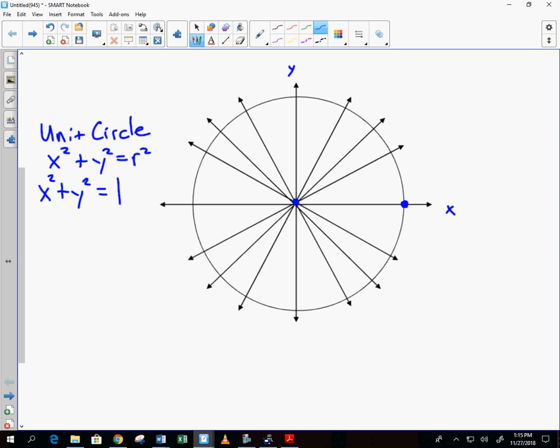We'll try again. It's the unit circle. The radius is 1. So how far is it from here to here? 1 unit, okay? So what's the x value? 1. What is the y value? 0. Can everybody convince themselves that that is 1, 0?